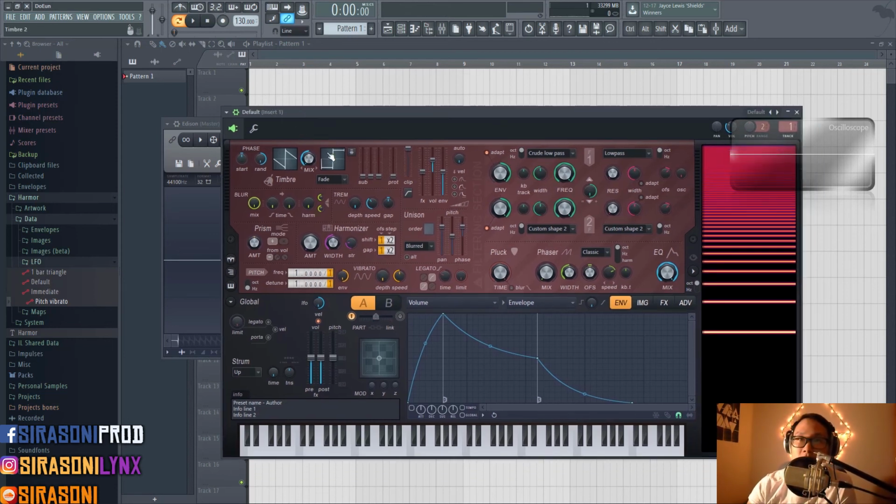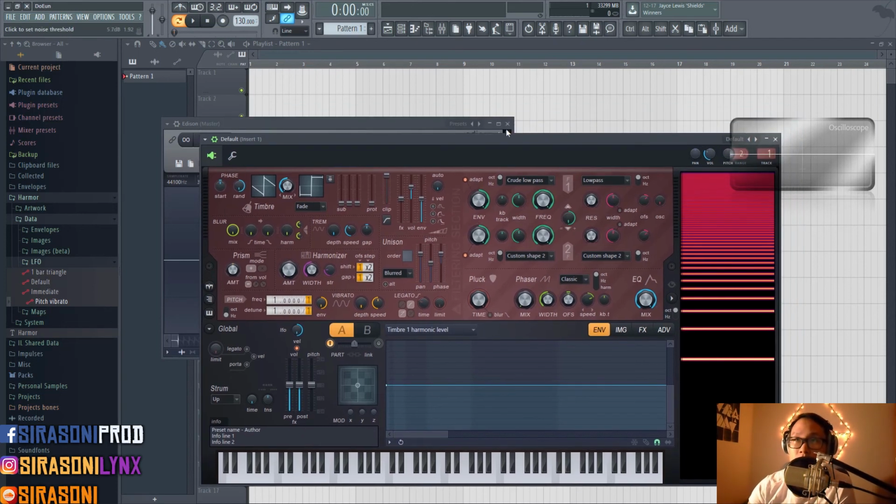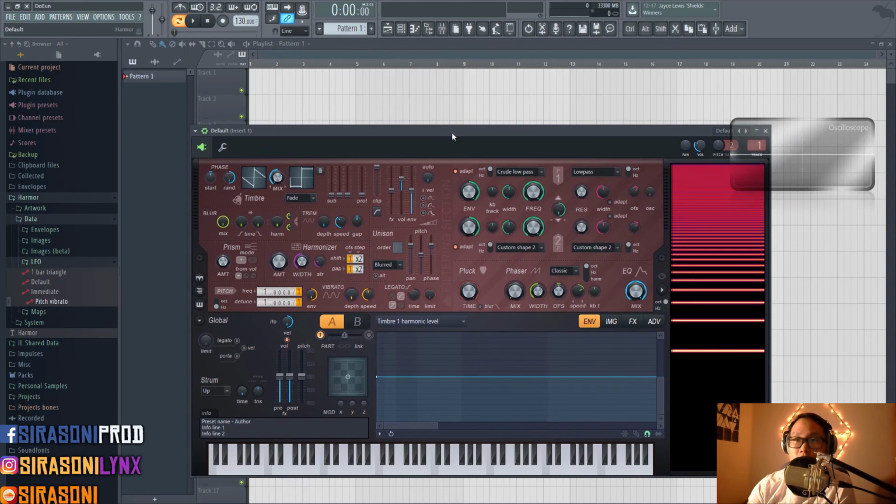Then we got timbre windows A and B, 1 and 2. I guess timbre 1 and 2, it says. We got a mix knob in the middle. By default, we got timbre 1 as a saw wave and timbre 2 as a square wave. That should be self-explanatory. The secret behind it is if you click on this, it opens up the timbre 1 harmonic level window right over here, for all of you to see.